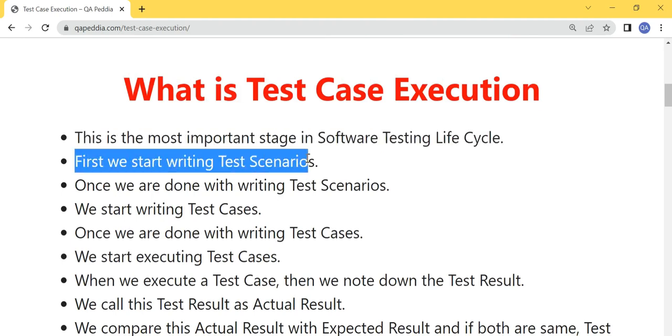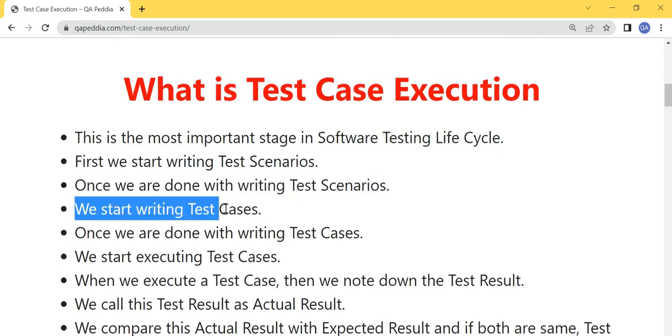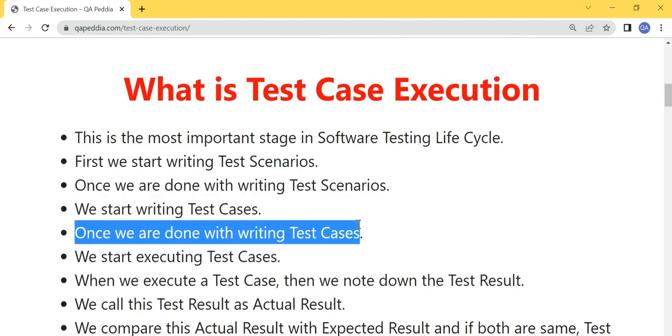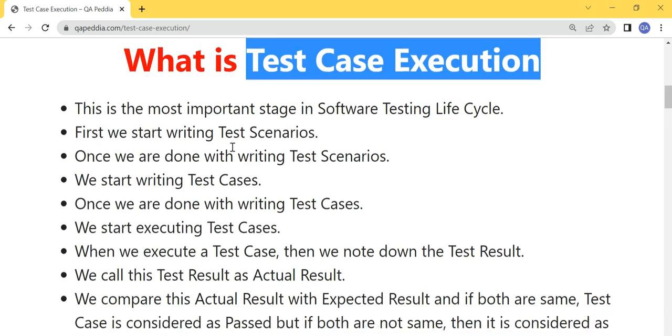First, we start writing test scenarios, and once we are done with writing test scenarios, we start writing test cases. And once we are done with writing test cases, we start executing test cases. So executing test cases is called the test case execution process.